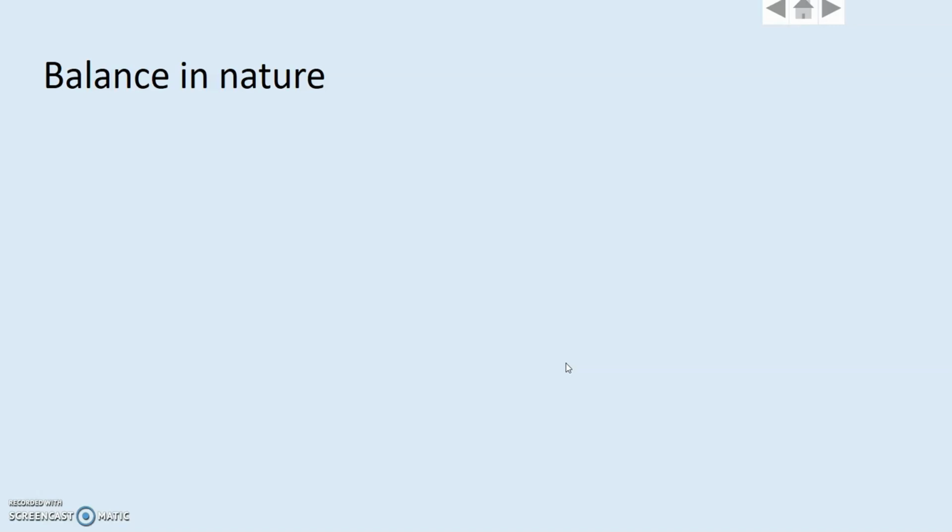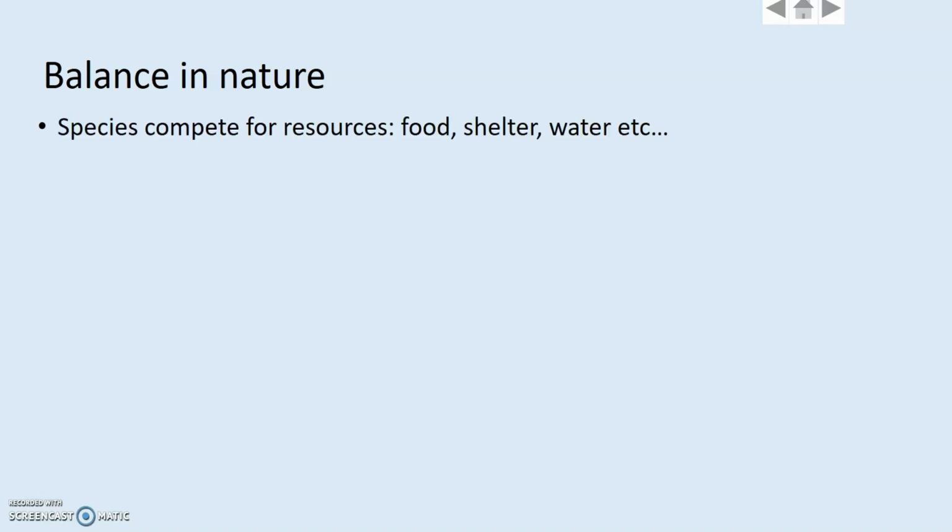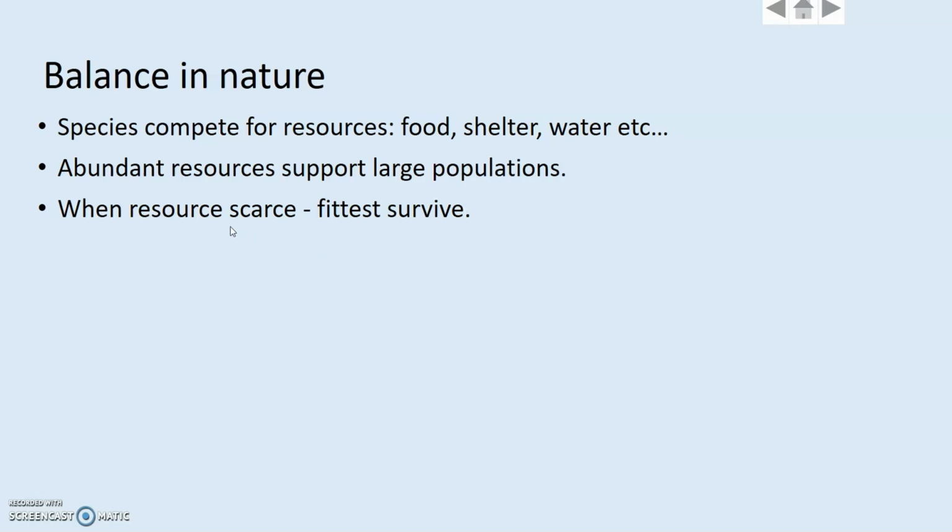Balance in nature. Species compete with each other for resources. They all need food, shelter, and water, etc. When there's abundant amount of resources, it can support large populations. But when it's scarce, well, then there's fierce competition, and only the fittest survive.